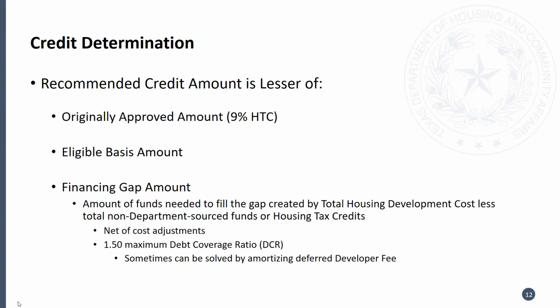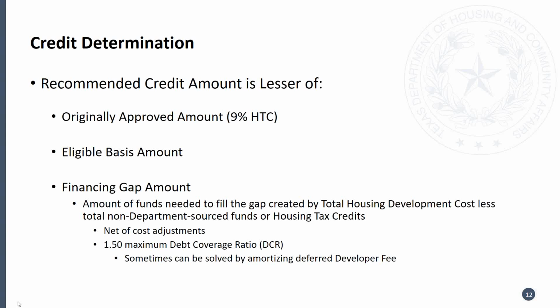So once we do our analysis, ultimately the goal is to have the 8609s issued. And then the 8609s will reflect a credit amount that is going to be the lesser of the originally approved credit amount in the case of a 9% development. In the case of a 4% development, the credit amount can go up or down. If it goes up from what the determination notice amount identifies, there is a fee associated with that. And if the increase is 10% or greater, it requires board approval. We don't see that a lot, but it does happen.